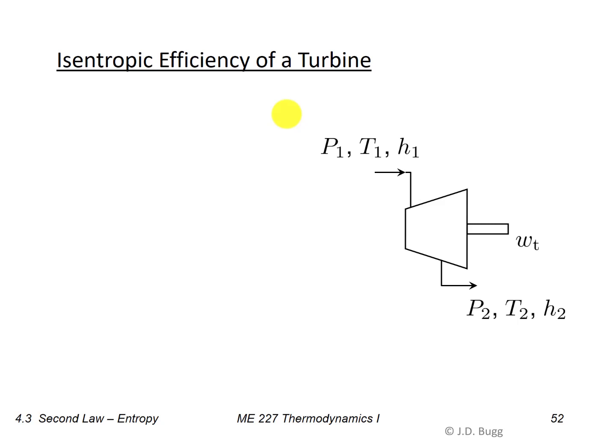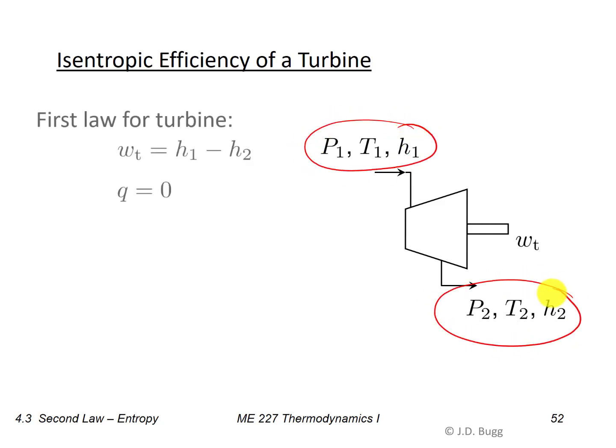So we have a turbine with certain inlet and exit conditions. And what the first law has already told us about this turbine is that the work that it produces on a per unit mass basis is H1 minus H2. Now, in getting to that simplified version of the energy equation, remember that we said that this turbine was adiabatic, so no significant heat transfer with the surroundings, and we're going to continue to say that here.